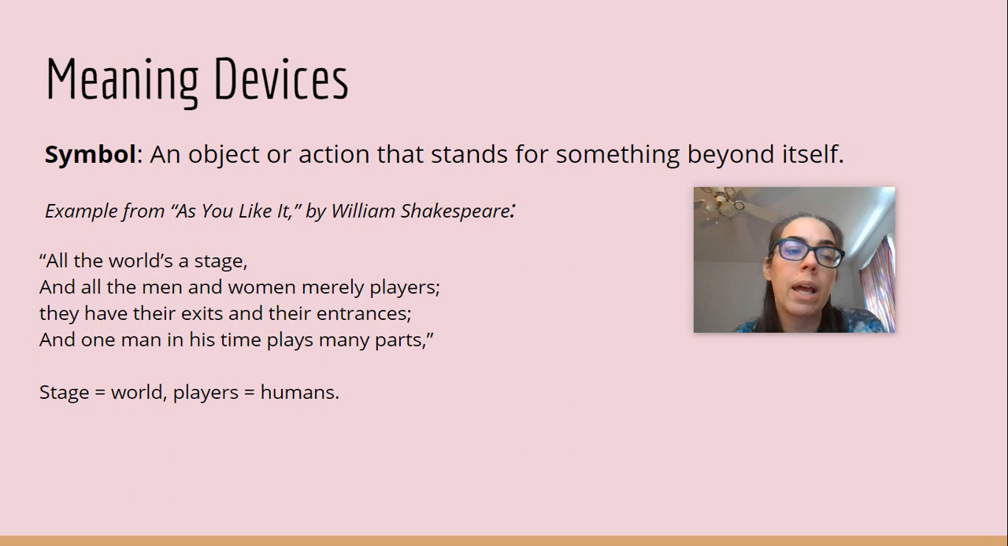Symbolism, we've talked about that. One of my favorites that you guys have ever talked about was when you talked about the van representing something in... what was that book we read? Rules. This is where an object or action is going to stand for something besides itself.